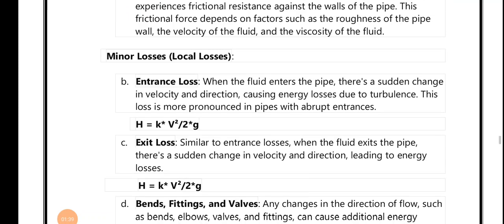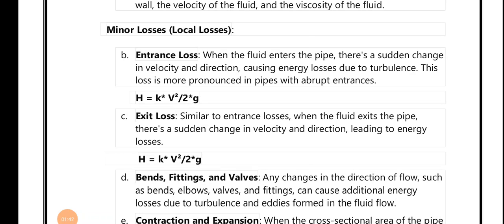Now if we talk about minor losses, that is local losses. First, it is due to the entrance loss. When the fluid enters the pipe, there is a sudden change in the velocity and direction, causing energy losses due to the turbulences. This loss is more pronounced in pipes with abrupt entrances.